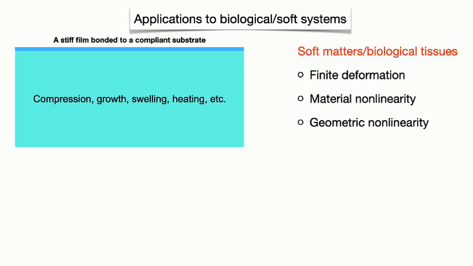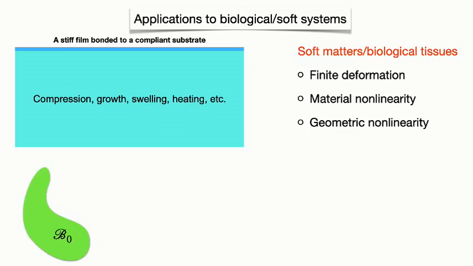And for soft matter and biological tissues, you need to consider finite deformation because the deformation is not small. Soft matters are very soft, so their modulus is very small, so they can undergo large deformation with small force. And you need to consider that the material is nonlinear. The stress-strain relation is nonlinear, and also the geometrical relation is nonlinear. The strain and displacement relation is also nonlinear.